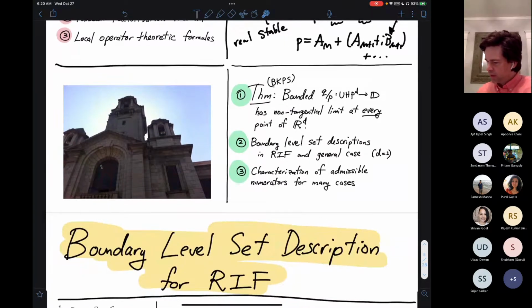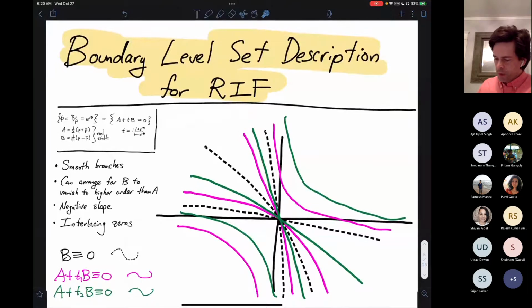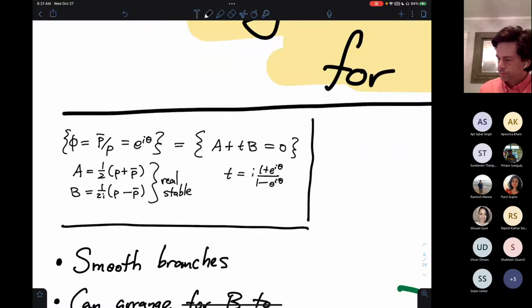Okay, and I wanted to say a little bit about boundary level set descriptions here, just because there's some interesting pictures I can present. So our Puiseux factorization theorem makes it possible to describe what the boundary level sets of rational inner functions in two variables look like. And I think it's interesting just to present this picture to show you what's happening. So the idea on this page is I have a rational inner function here. So that's p bar over p. Let me try to zoom in on this for a second. And I'm looking at the set where it's equal to e^{iθ}. So on the boundary, it's equal to unimodular complex numbers.